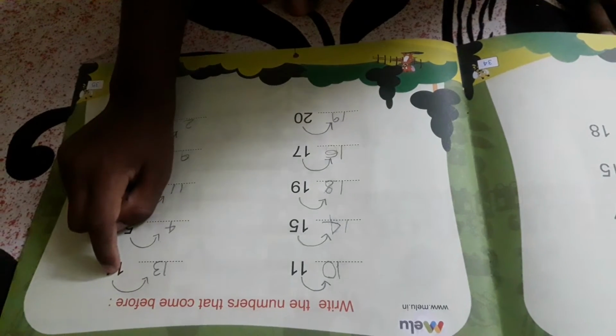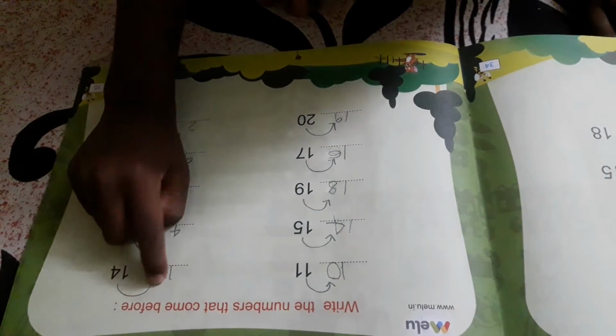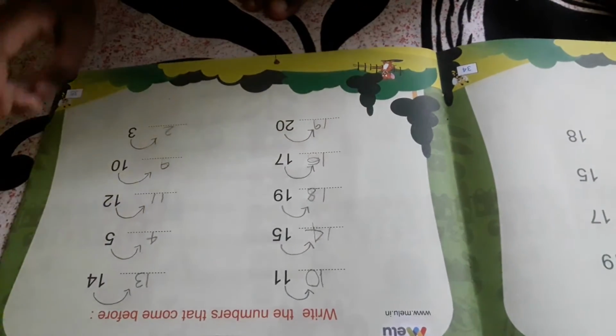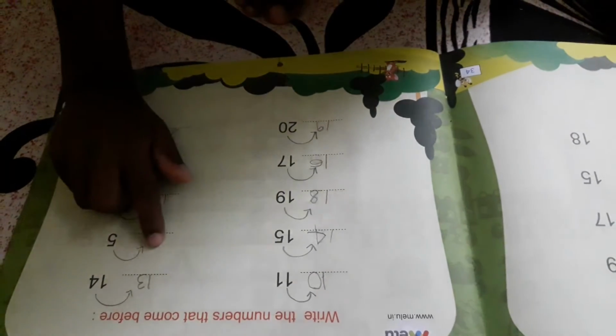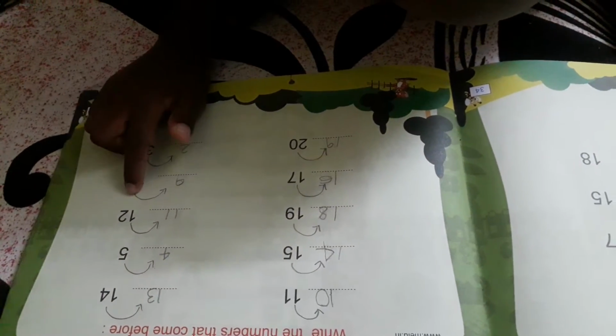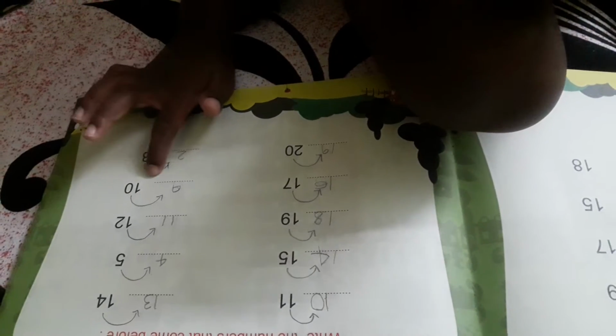14 before 13. 13. 5 before 4. 12 before 11. 10 before 9. 3 before 2.